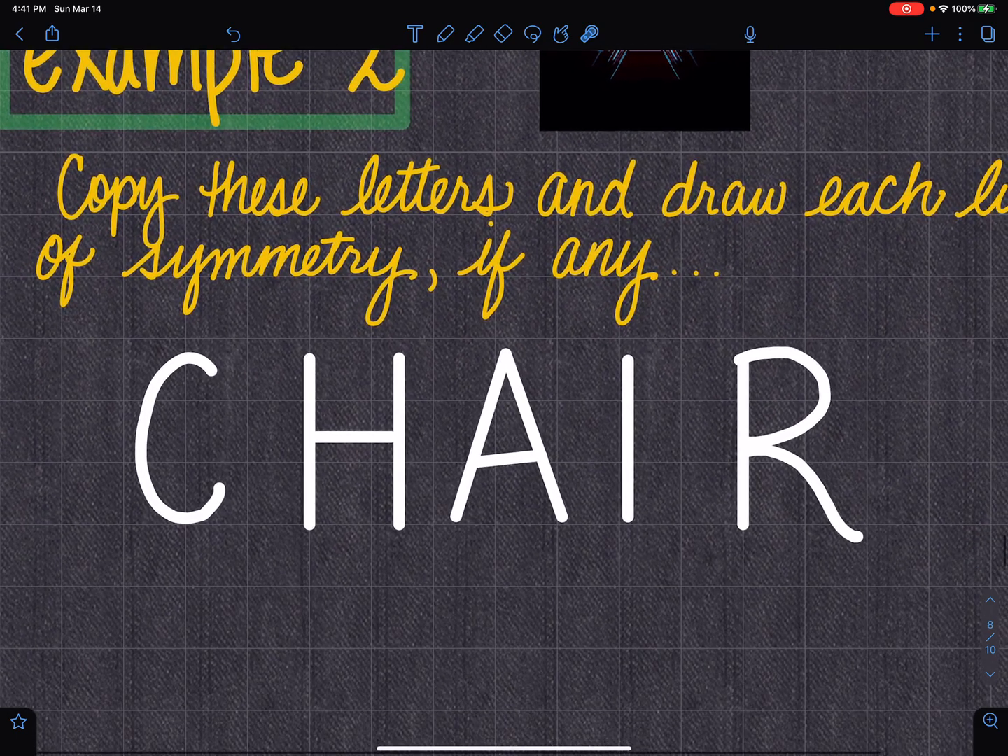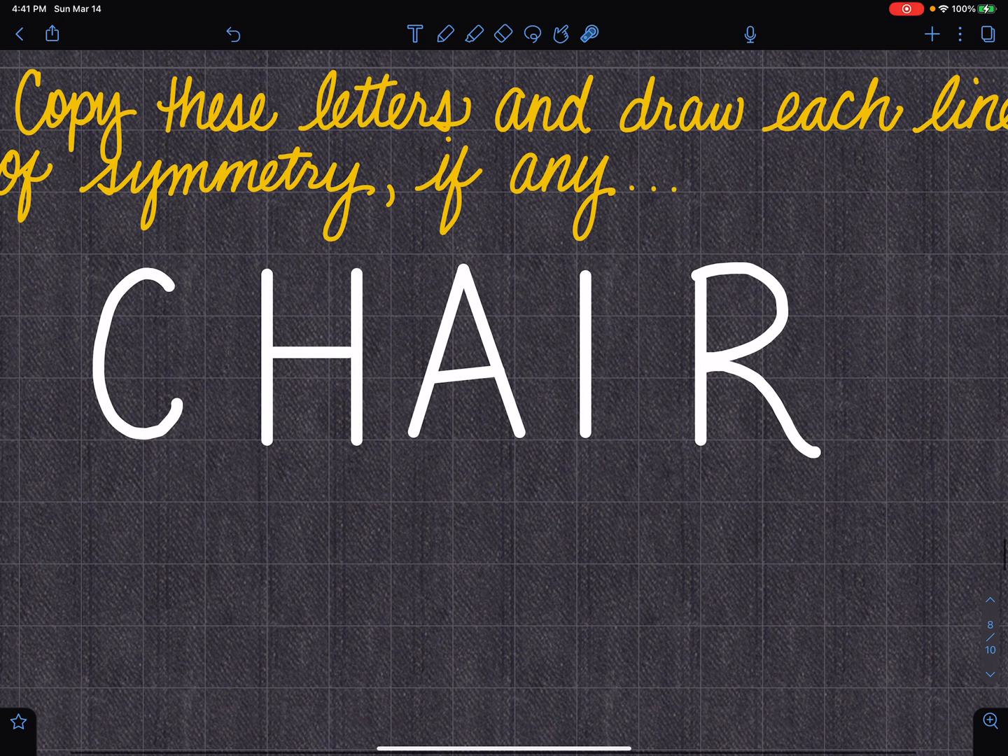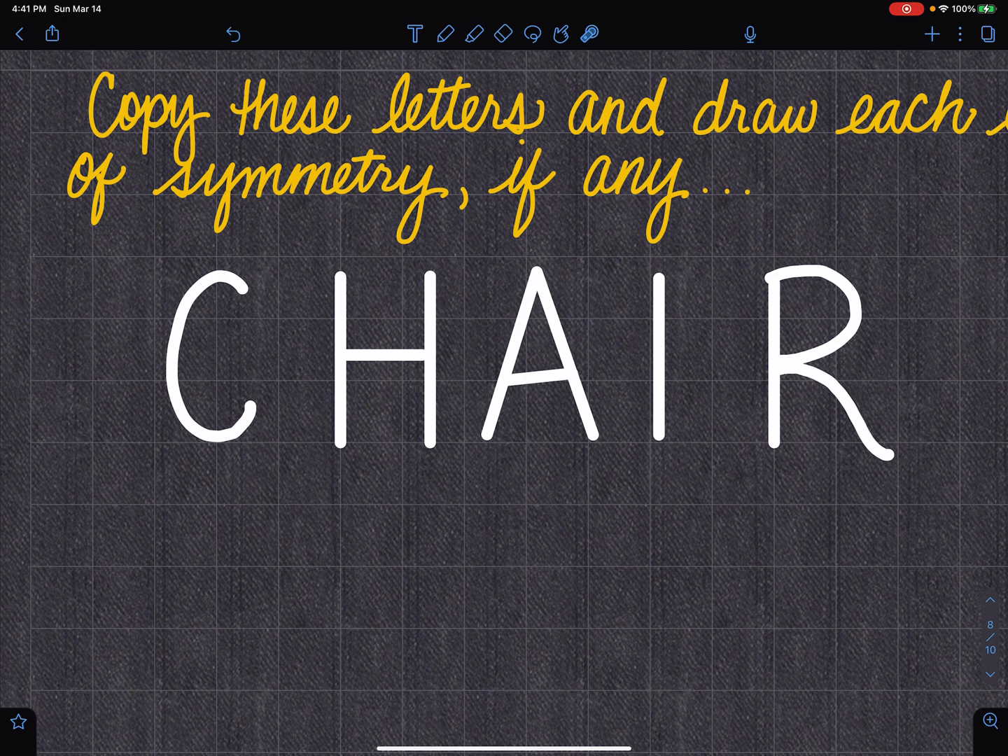Okay. It says, copy these letters and draw each line of symmetry if there is one. All right, so let's look at the letter C. If I made it perfect, is there a line of symmetry? Well, there's not an up and down line of symmetry because this side does not look like this side. But if I draw a line of symmetry here, then the top does look like the bottom if I draw it better than I did. But this looks the same as this if I draw it perfect. So that's a line of symmetry.